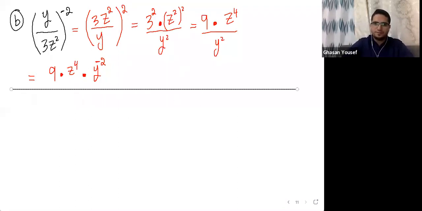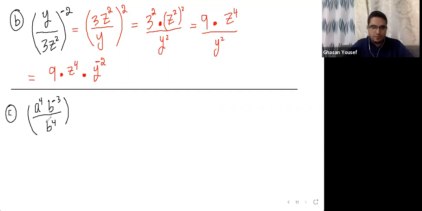So the question now: a to the power 4 times b to the power minus 3 over b to the power 4. This is easier than the previous one. Same idea. Who will do this one?